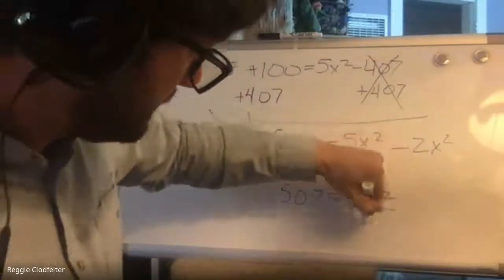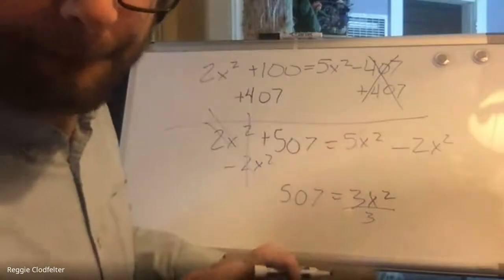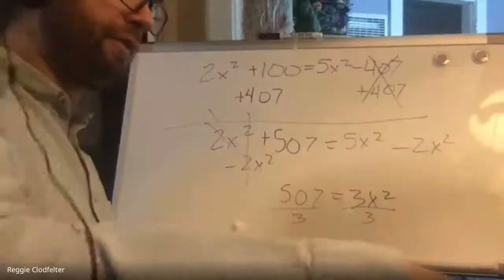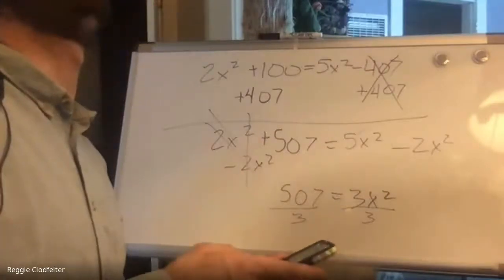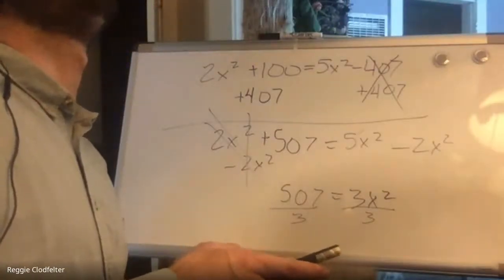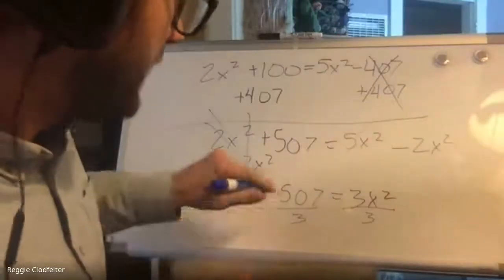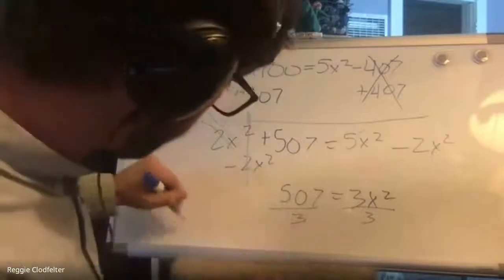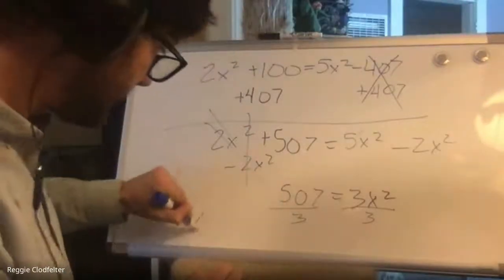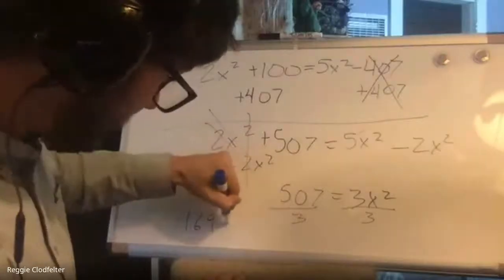Nico said it. So 507 divided by 3 is 169. So now I get 507 divided by 3 leaves me with, I'm writing it over here just because I was out of space, 169 equals x squared.